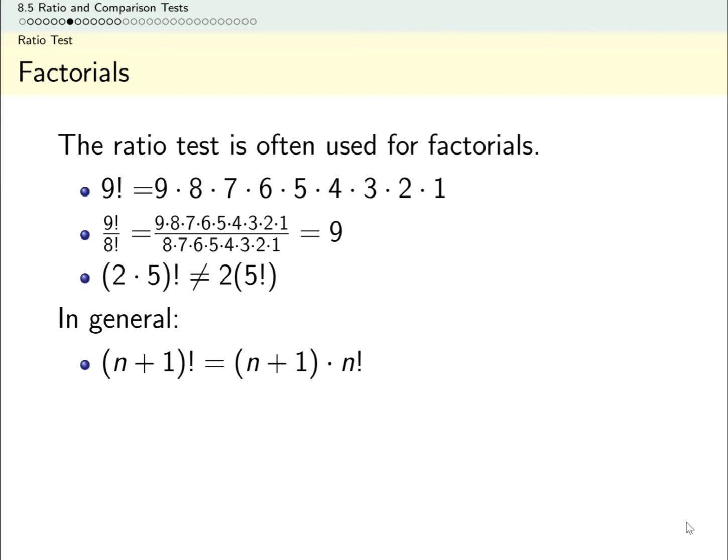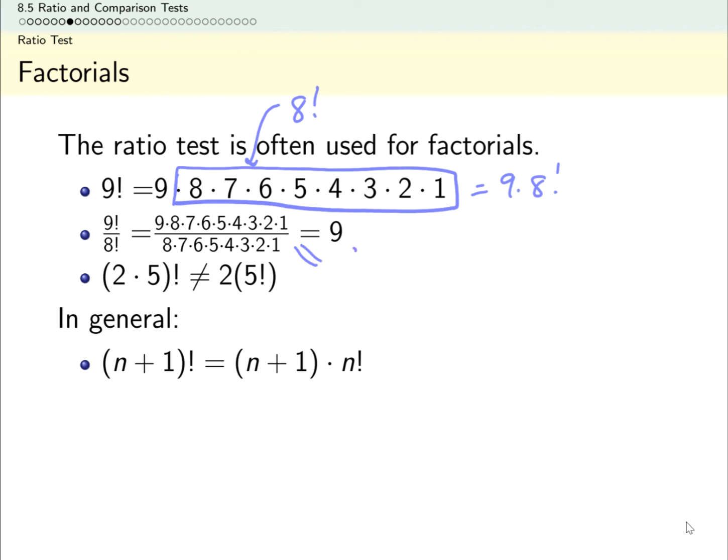In general, we can write that (n plus 1) factorial is (n plus 1) times n factorial. Let's look up at 9 factorial to see why that is. 9 factorial is 9 times all the numbers less than 9. But all the numbers less than 9, that's exactly 8 factorial. So I can write this as 9 times 8 factorial, and that's a much easier way to simplify 9 factorial over 8 factorial.